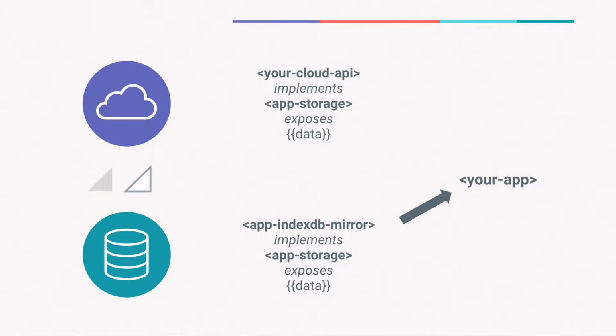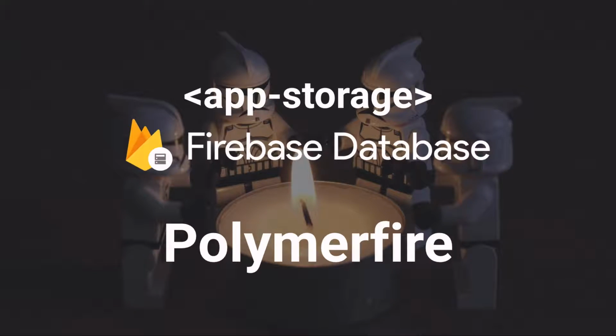But what if you don't want to build your own component? What if you don't want to build your own REST API to manage the data? What if you wanted to use, say, a database as a service in the cloud? Well, fortunately, there's an element for that. The app storage element with Polymer Fire. So Polymer Fire is actually a set of Polymer-based web components that the Firebase team has built that makes it trivial to communicate with a Firebase database instance and to use that data in your application.